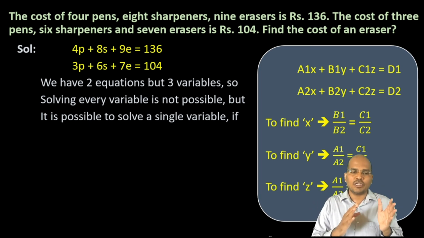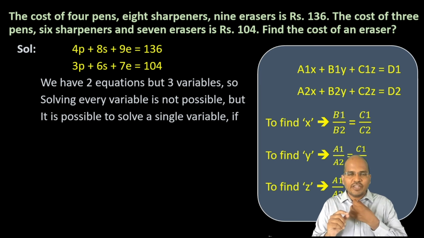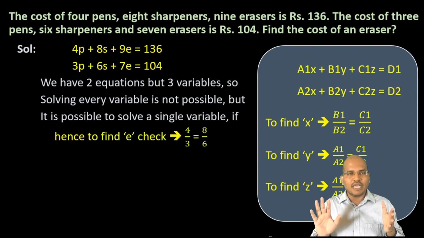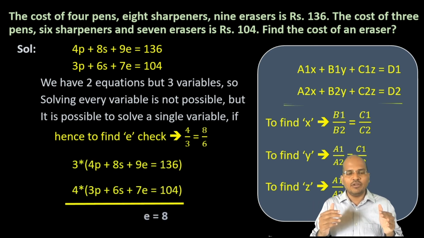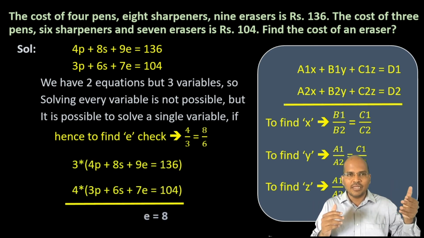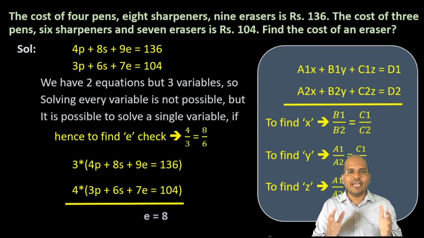Now coming back to the question, he is asking us to find the value of e. To find the value of e, check if a1 upon a2 is same as b1 upon b2, that is 4 upon 3 is same as 8 upon 6. As they are equal, now you can find the value. So multiplying equation 1 with 3, equation 2 with 4, multiplying and subtracting, you get the value of e as 8.